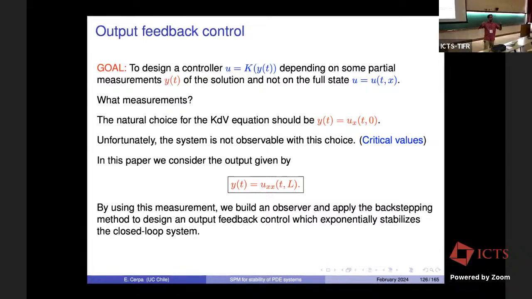You have the evolution of the linear equation. If you just see this output here and you see that it's 0 for any time, you may guess the solution is 0 for any time, but it's not true. We know that. So first, instead of this, we consider these other measurements, u_xx, etc. And we were able to build this observer and prove that the system goes to 0 with a feedback depending on that output y.